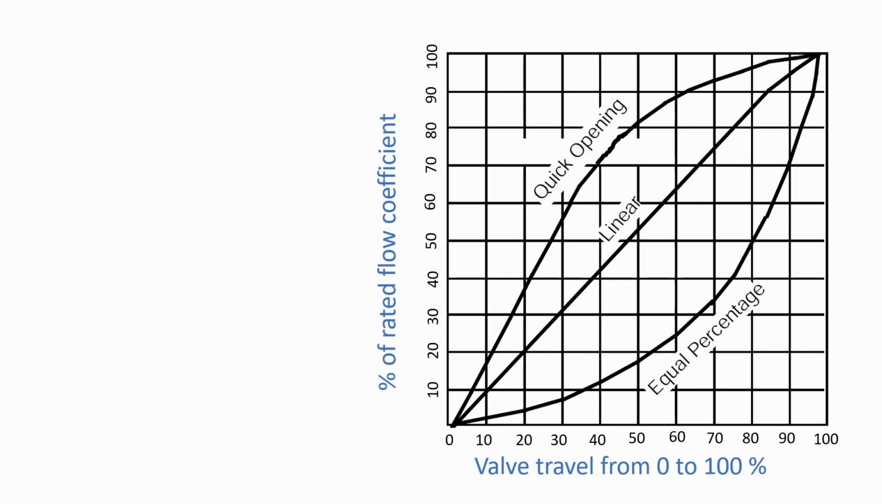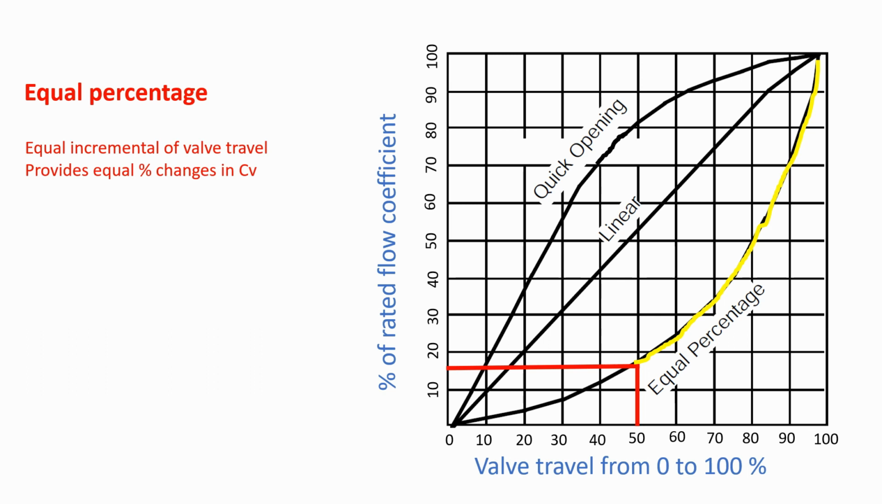And finally we are going to see the equal percentage. Again, we are seeing the same example of a flow chart. You can see over here at 50% of valve travel, it has just got 15% of CV. At the same time, after 50%, the CV drastically increases. You can see that from this graph, right? Basically equal increments of valve travel provide equal percentage changes in CV.